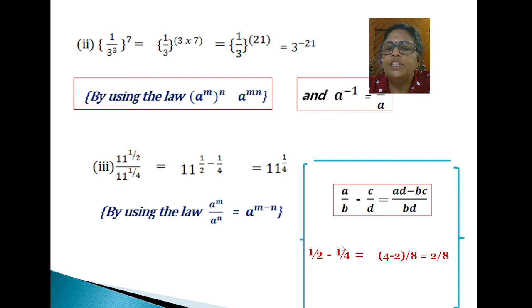So 4 minus 2 divided by denominators 2 into 4, 8. 4 minus 2 divided by 8, 2 by 8. The simplest form of 2 by 8: both are divisible by 2. 2 divided by 2 is 1, 8 divided by 2 is 4. 1 by 4. So 1 by 2 minus 1 by 4 is 1 by 4. 11 raised to 1 by 4.